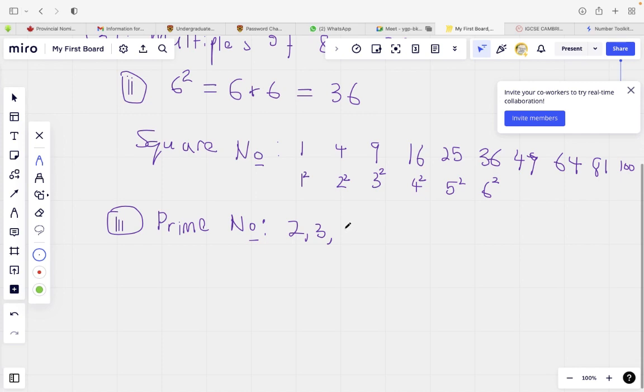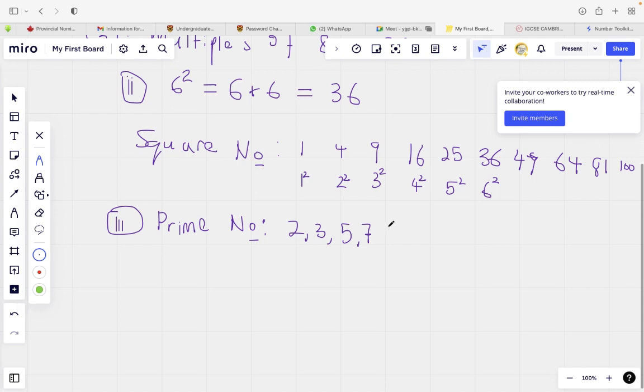5 is a prime number. Why? Because the only 2 factors 5 has are 1 and itself. 1 and itself are the only 2 numbers that can divide 5. Okay, so the next one, 6 is not. 7 is a prime number. 7 can only be divided by itself and 1. 8 is not. 9 is not. 9 is not a prime number.